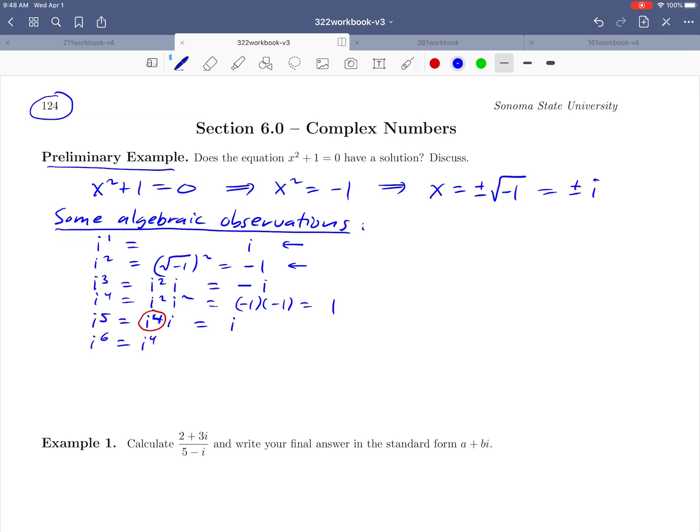i to the sixth we could write as i to the fourth times i squared. That's 1 times -1 if you look at our steps above, which is -1. That agrees with the second line, and so on. I'll let you confirm these last two calculations. So we'll just make the comment that this pattern that we're seeing here repeats indefinitely.